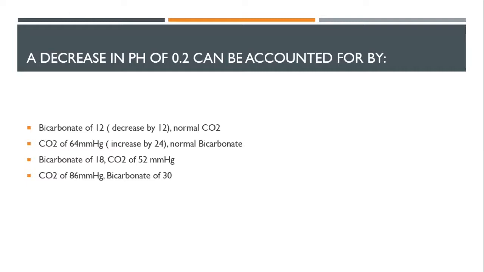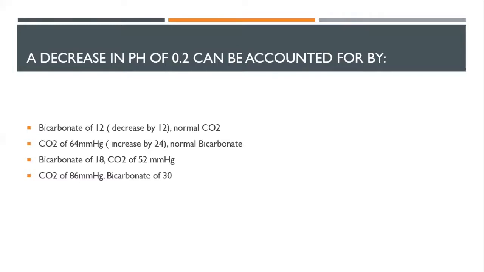It could mean that your PCO2 is increased by 24 millimeters of mercury, but your bicarbonate has stayed normal. Your bicarb could have decreased a little bit, so you might have a mixed acidosis. So you might have 6 points contribution from your bicarb, which is going to decrease it by 0.1. But at the same time, your PCO2 is increased by 12 millimeters of mercury, and that's going to decrease it by a further 0.1.